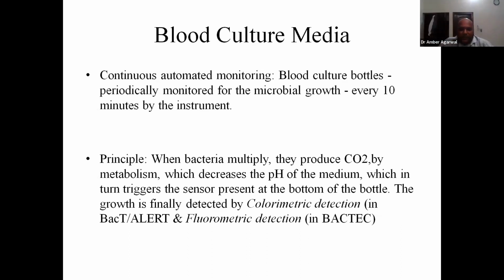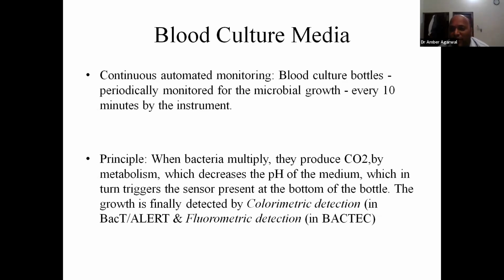So what happens is it checks every 10 minutes and flags. It has a polarimetry detection and fluorometry detection. This is the technical part. What usually happens is, for example, if I get a blood culture today morning manually, I'll incubate it, and tomorrow morning I will make a gram stain or I will subculture based on the turbidity.